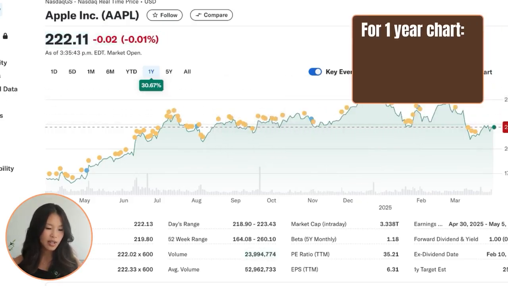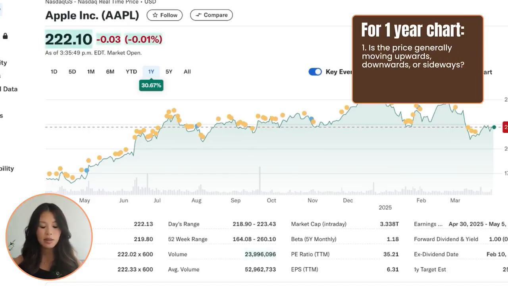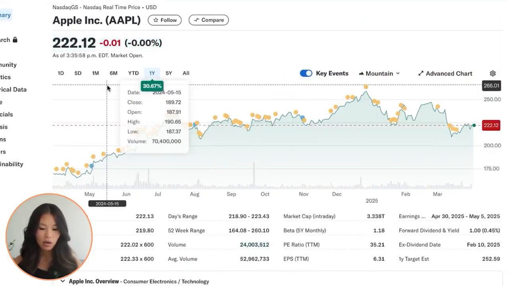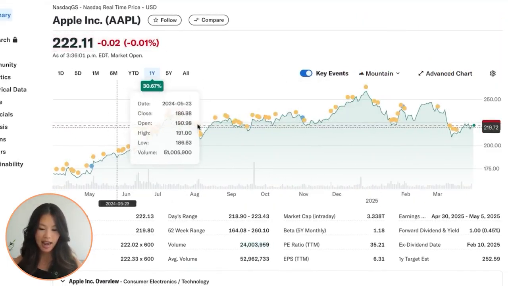Here's what I want you to ask yourself when you're looking at the 1-year chart. 1, is the price generally moving upwards, downwards, or sideways? This tells you if the stock has been growing or falling or just staying stagnant.